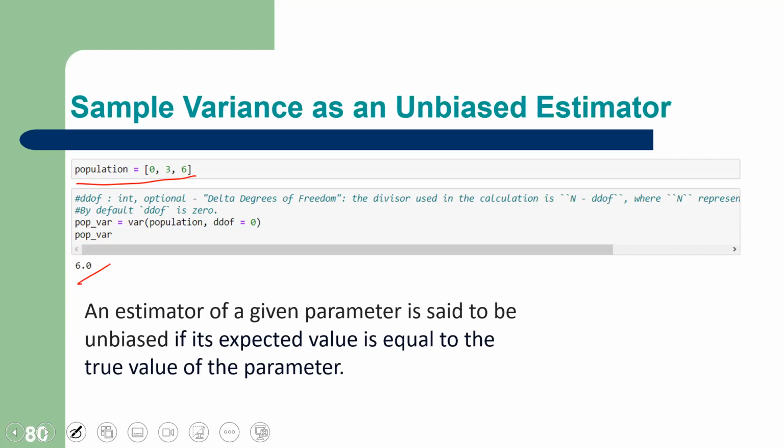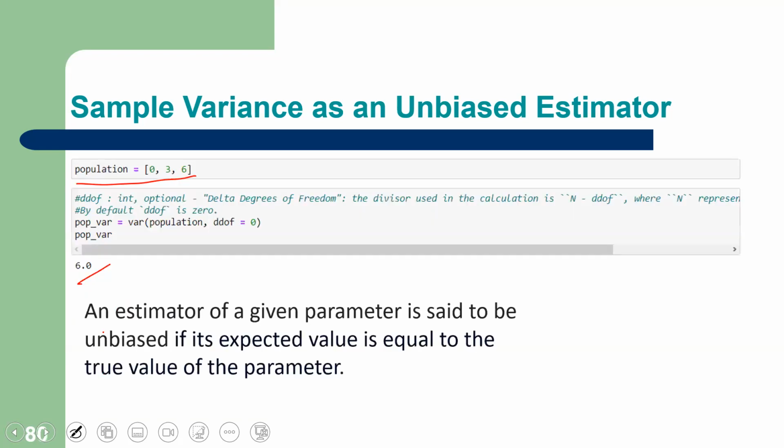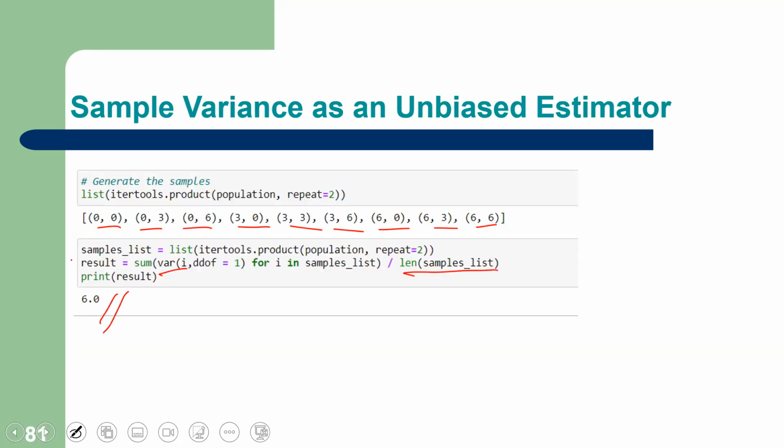Generally, our discussion holds good whatever we have discussed for the mean, and the same thing holds good for the variance. So what we generally do is generate a lot of samples from our population. Then for each sample we calculate the variance here. Then we do the sum and take the length of the sample list, so that I get the average of the variance. Again I have got 6.0, but what is my population variance? Population variance is also 6.0, so they both are equal.